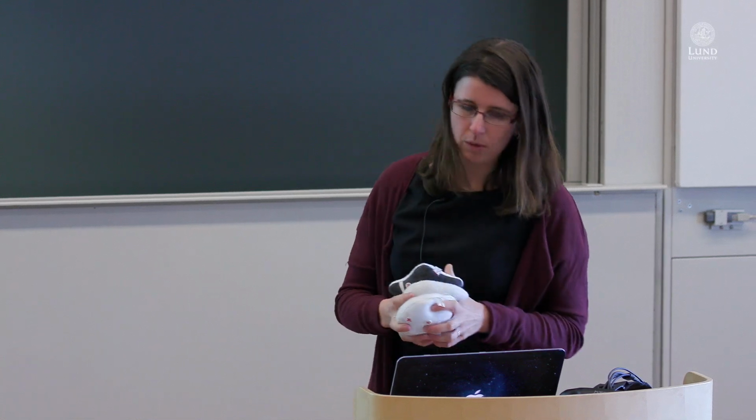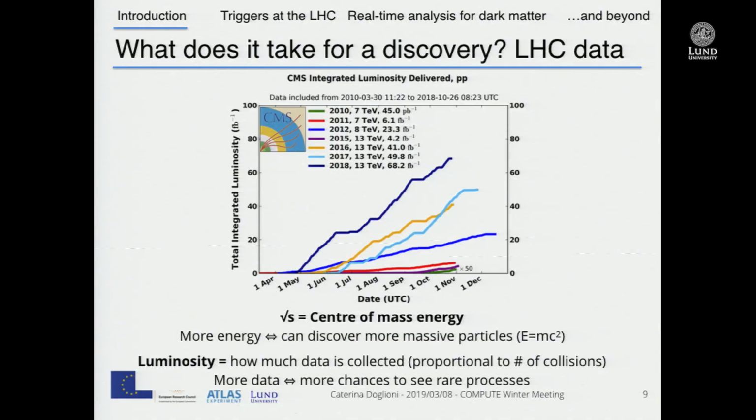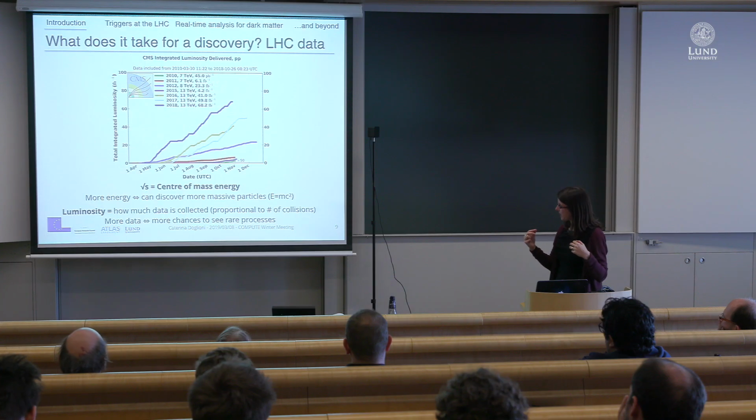Now let's go into a short interlude on what we actually want from an accelerator. We want data. And we want very high energy, which we call the center of mass energy, because with more energy you can discover more massive particles. Again, E equals mc squared. Another quantity is the luminosity, how bright our accelerator is and how much data is collected. This is proportional to the number of collisions. You don't collide 1 proton at a time with another proton because protons are really small and it's really hard. So you want to collide many protons, and more data means more chances to see rare processes.